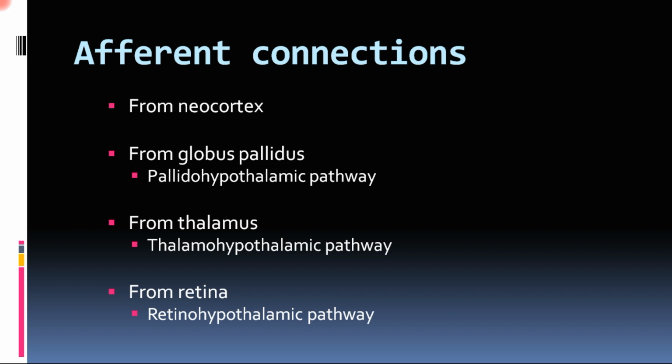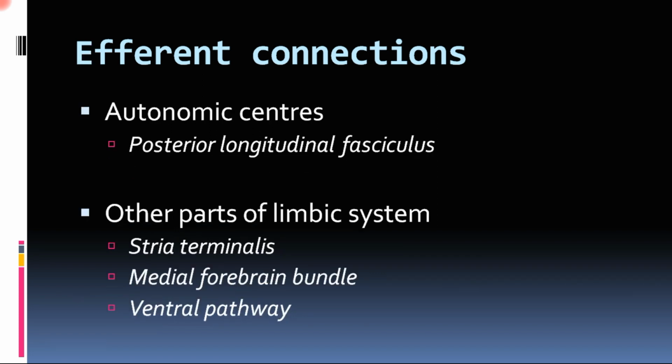Now let us have a look at the efferent connections which are coming out from the hypothalamus to various areas of the brain, stimulating or giving signals to them so that the hypothalamus can integrate and perform the various output functions.